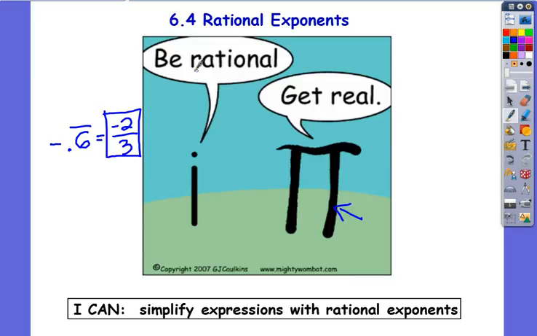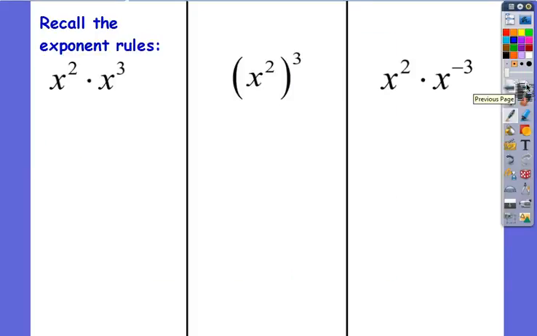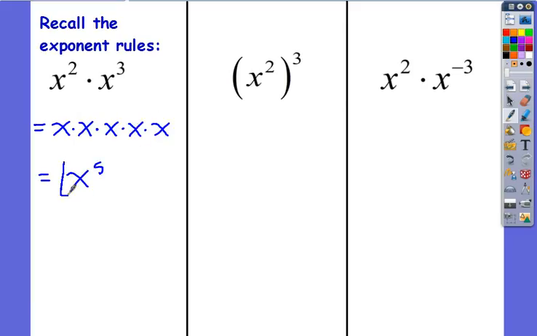So if rational numbers can be written as a ratio or a fraction, then today, rational exponents, we're looking at fractions in the exponents. So let's just recall the rules of exponents. If I have x squared times x to the third, well, think about what this means. I have 2 x's times 3 more. Total, you have 5 x's. So this is equivalent to x to the 5th power. The rule was if I have the same base, you can go ahead and just add the exponents.